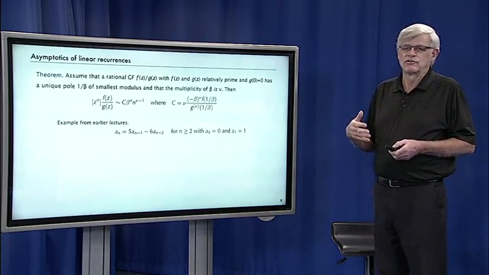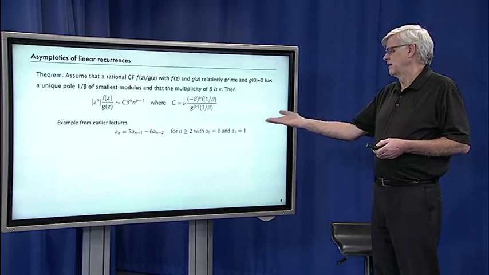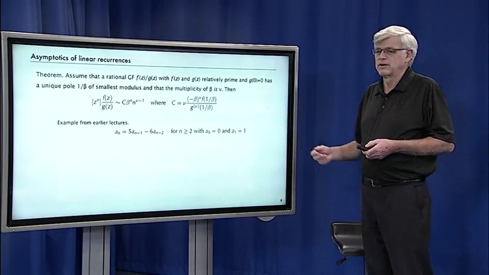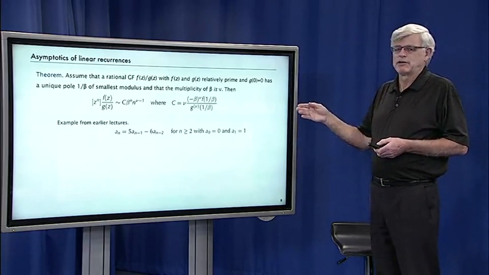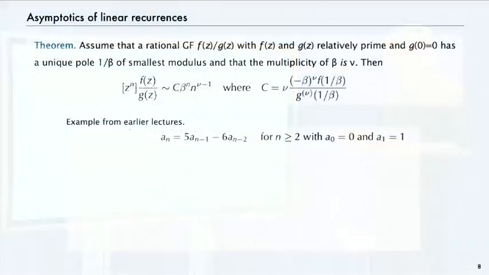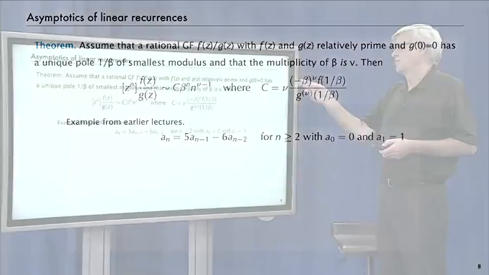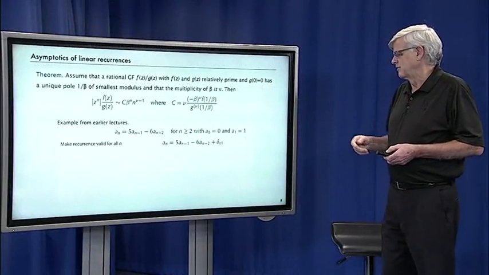Here's how analysis would go for a recurrence, like one of the earlier recurrences that we started out with: a sub n equals 5 a n minus 1 minus 6 a n minus 2, with a 0 equals 0 and a 1 equals 1. So we only worry about the root of g that's smallest.